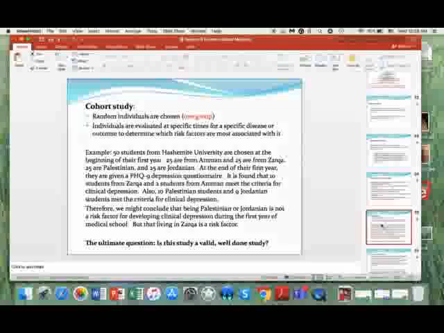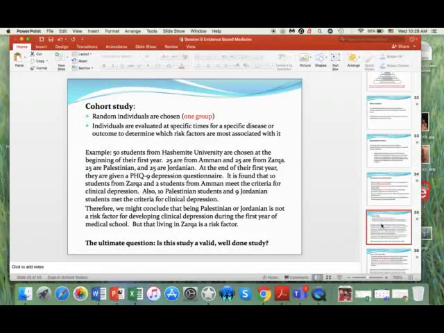So, for example, 50 students from Hashemite University are randomly chosen at the beginning of their first year of medical school. So 25 of them are from Amman, and 25 are from Zarqa, 25 are Palestinian, and 25 are Jordanian. At the end of their first year, they're all given a PHQ-9 depression questionnaire. If you're not familiar with that, it's just a form with 9 different questions on it.